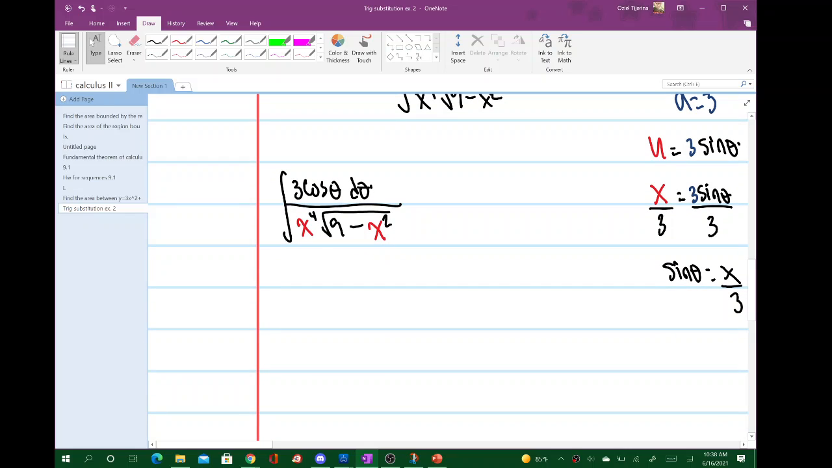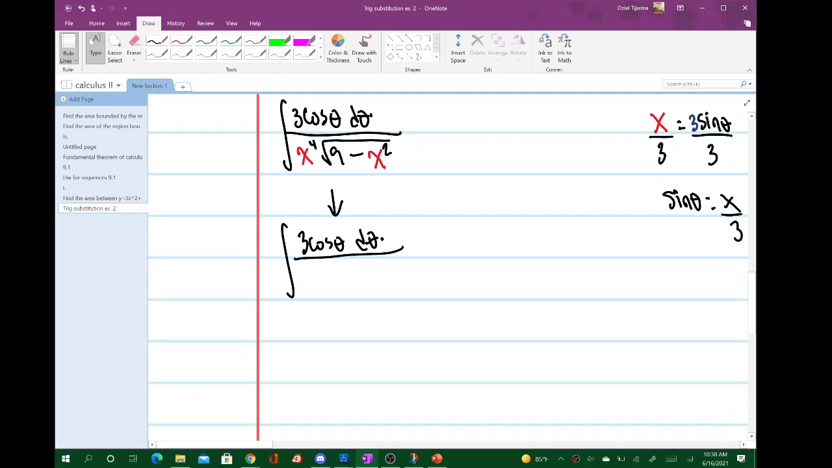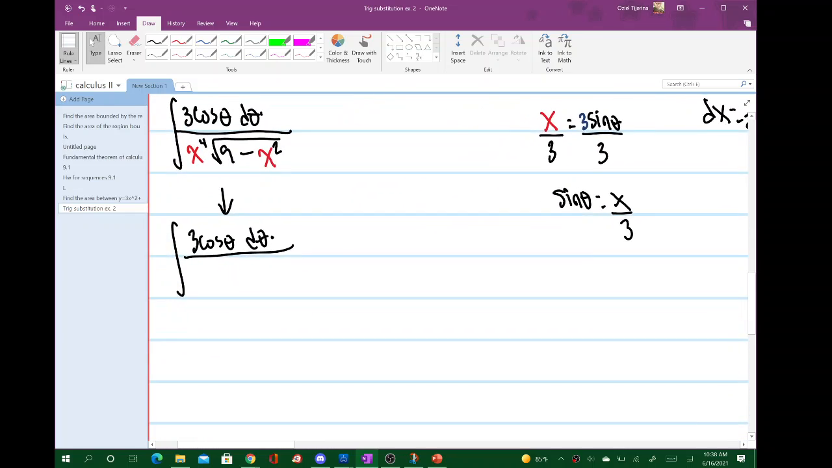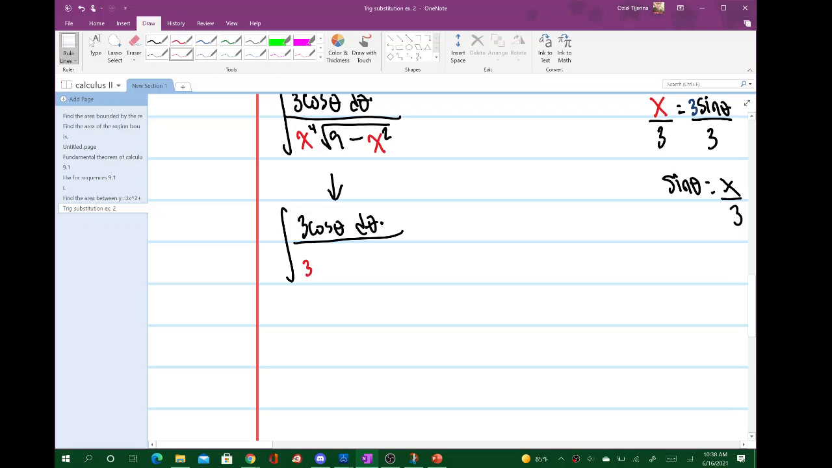So we can rewrite this as the following: the integral of 3 cosine theta d theta over 3 sine theta raised to the 4th power times the square root of 9 minus the quantity 3 sine theta squared, right?